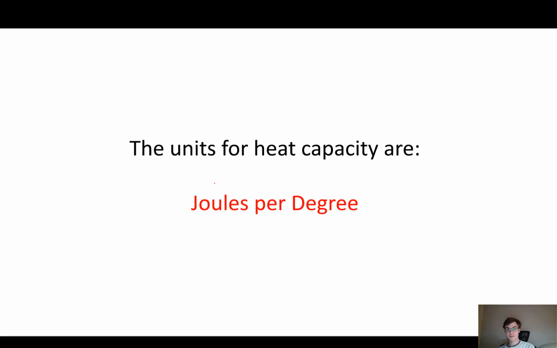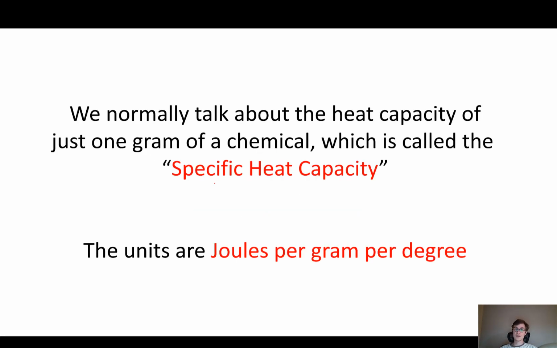The units for heat capacity are joules per degree. How much energy can every degree store? We normally talk about the heat capacity of just 1 gram of a chemical, though, which is called the specific heat capacity, and the units are joules per gram per degree. But don't worry too much about the units. You can ignore them. You should think of heat capacity as the amount of energy that 1 degree holds.